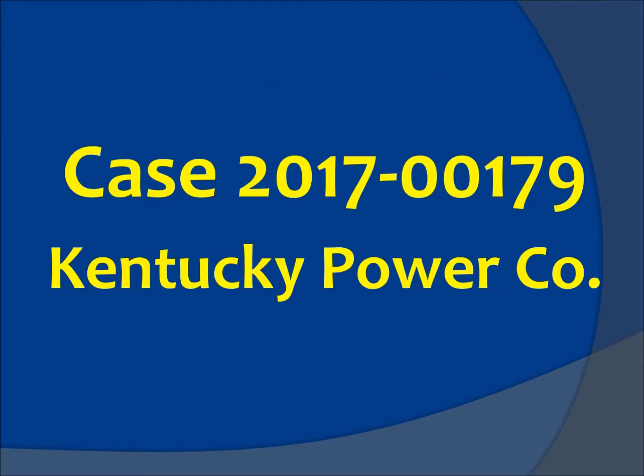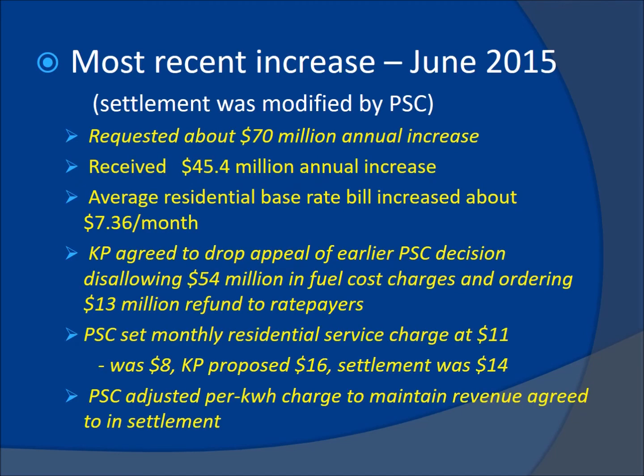Now let's turn to Case 2017-00179, the application of Kentucky Power Company for a rate adjustment. Kentucky Power last received a rate increase in June of 2015. In that case, the utility reached a settlement with the other parties that set a revenue increase that was about 60% of the amount originally requested by the utility. The settlement increased the average monthly bill for the average residential ratepayer by about $7.36.